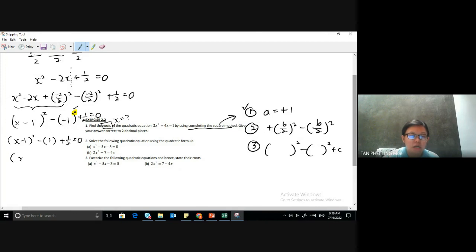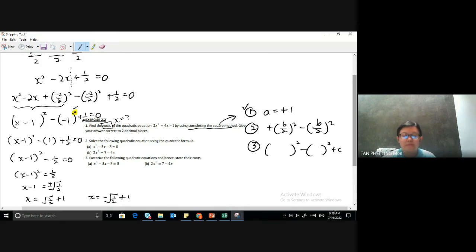So now x minus 1 squared. This one, simplify first: minus 1 plus half, you get minus half, equals 0. So now you get x minus 1 squared equals half. Now you square root it. Square root half, so you have plus minus. Meaning you can open up: x equals positive square root half plus 1, or x equals negative square root half plus 1.